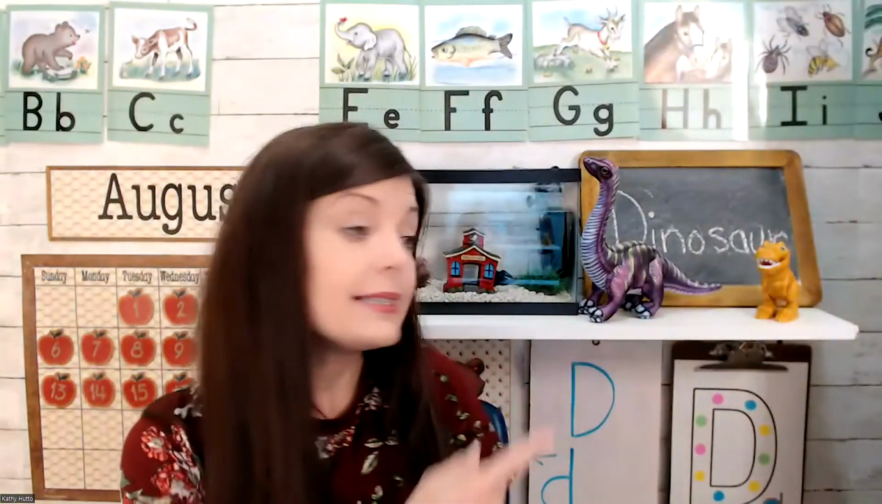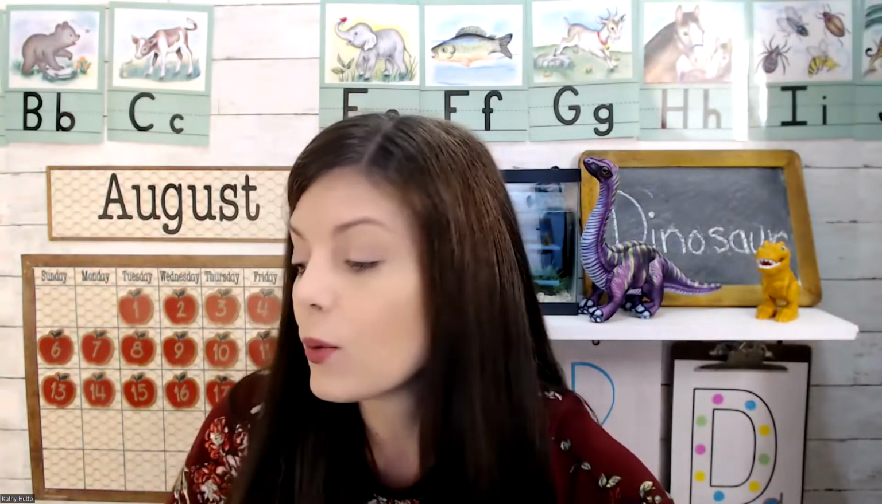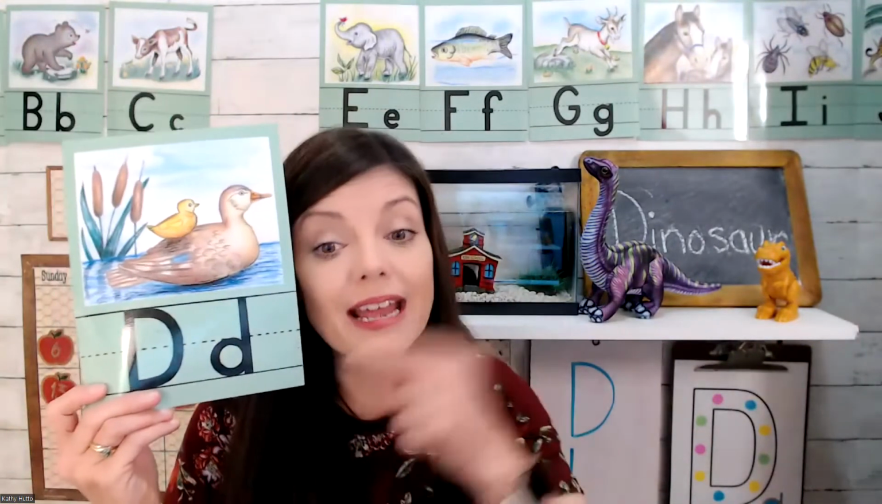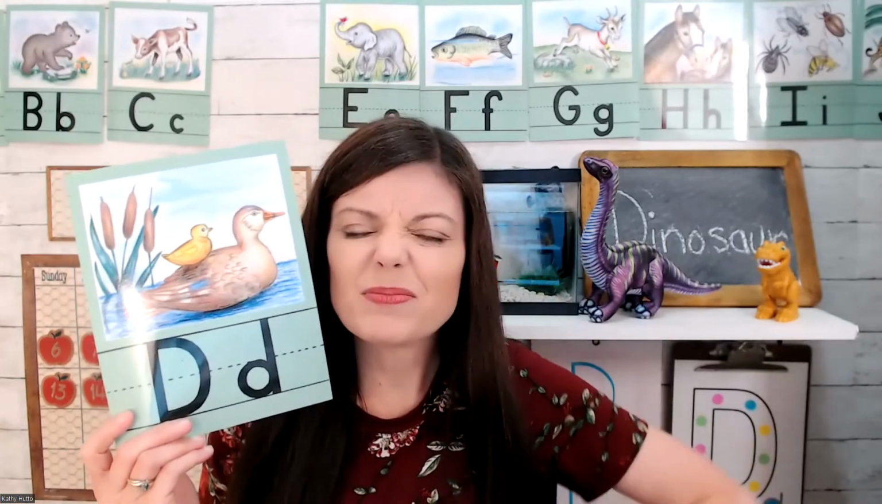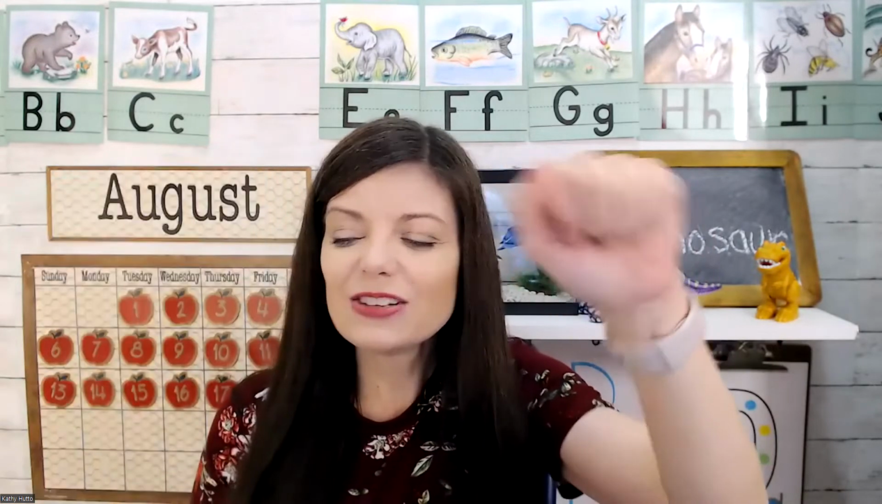Well, now we know what D looks like. We can recognize it. We can write it. So now, next we'll talk about the sound that D makes. Letter D says D, D, D. You try. D, D, D. Letter D says D, D, D. It sounds like knocking on the door. Can you take your hand and pretend that you're knocking? Let's practice. D, D, D, D, D.